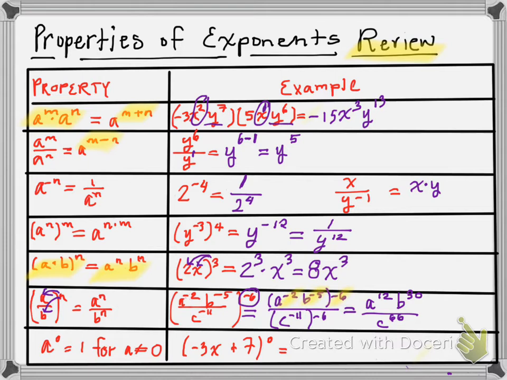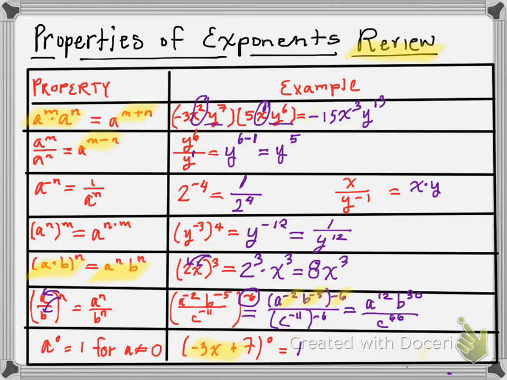So if we look at the example, we have negative 3x plus 7, all in parentheses raised to the 0 power. So it doesn't really matter what's inside those parentheses. As soon as you have something to the 0 power, we can say, oh, this must equal 1. And that's it. Okay?